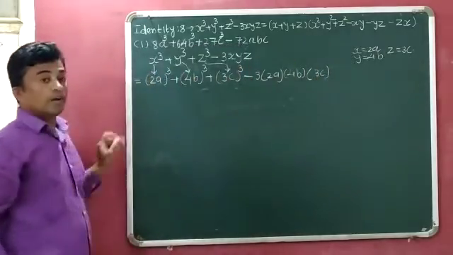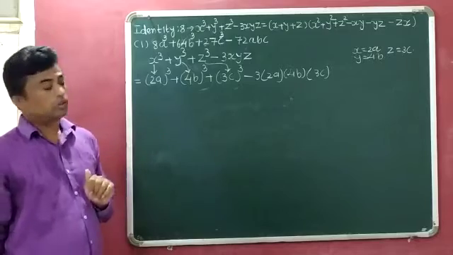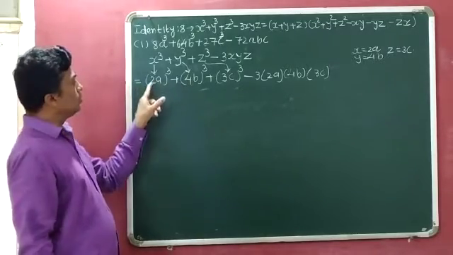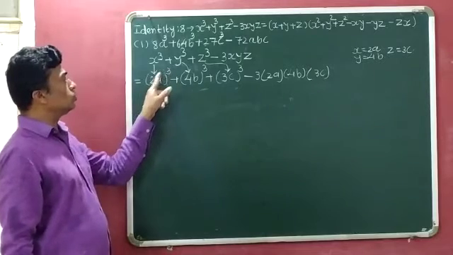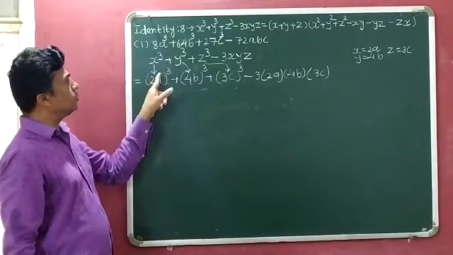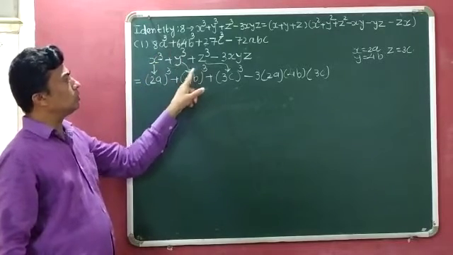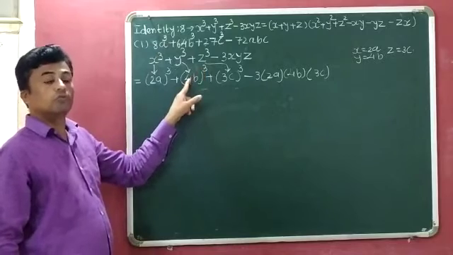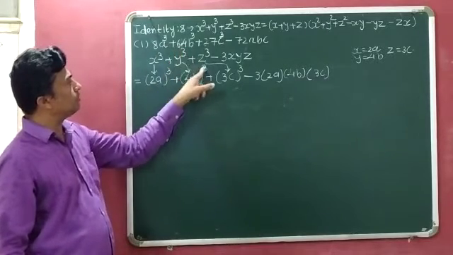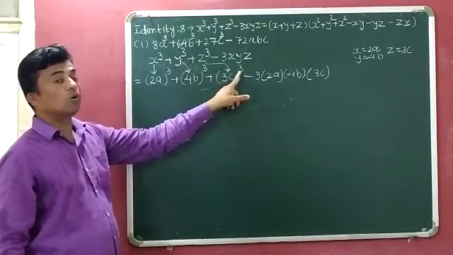Now see children, we will check whether our arrangement is right or wrong. 2a whole cube: 2 cube is 8, so 8 came and a cube also came. Plus, then plus. 4b whole cube: 4 raised to 3, 4 fours are 16, 4 sixteens are 64. So 64 came and b cube also came. And here plus, then plus. 3c whole cube.